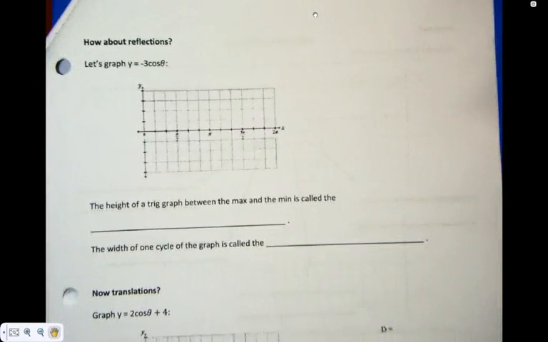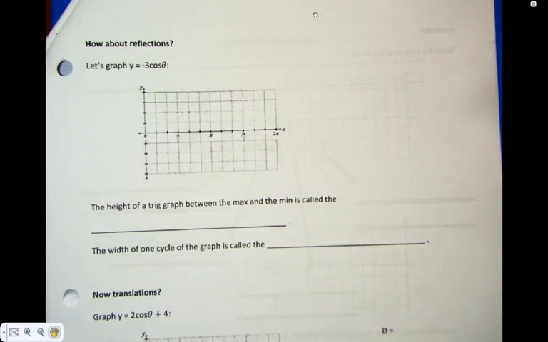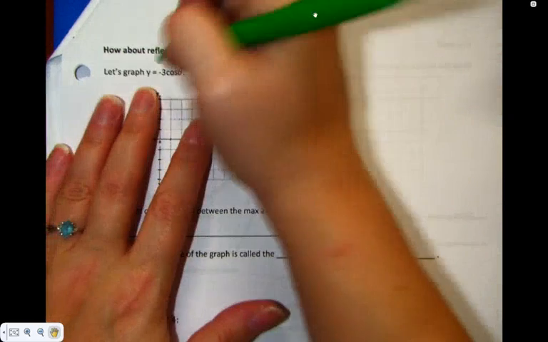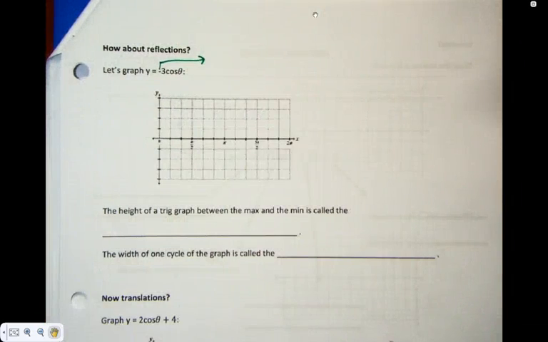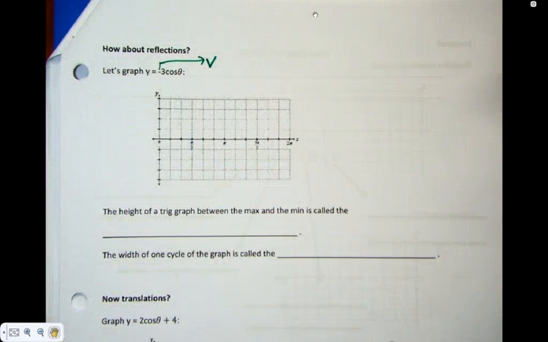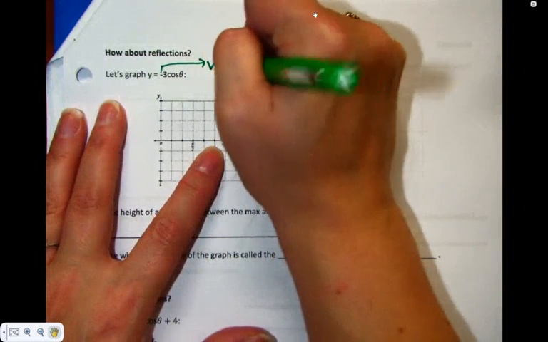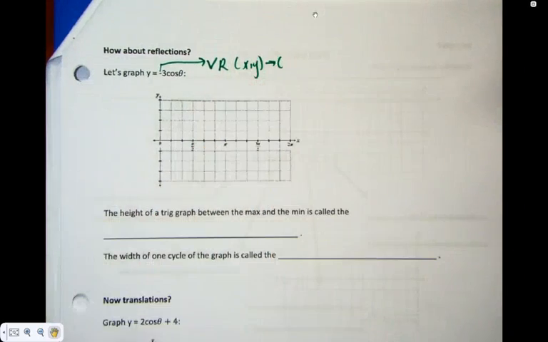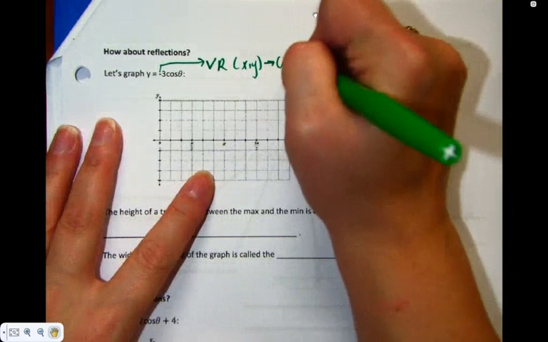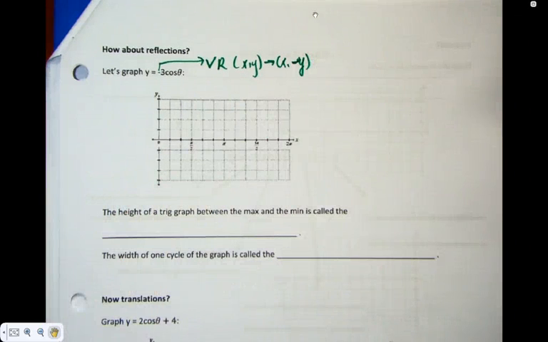Let's do some reflections now and some stretches. Okay, the negative out in front. Is it inside brackets or outside brackets? Outside, so that's a vertical something something. Because it's a negative, it is a vertical reflection. (x, y) goes to (x, negative y).